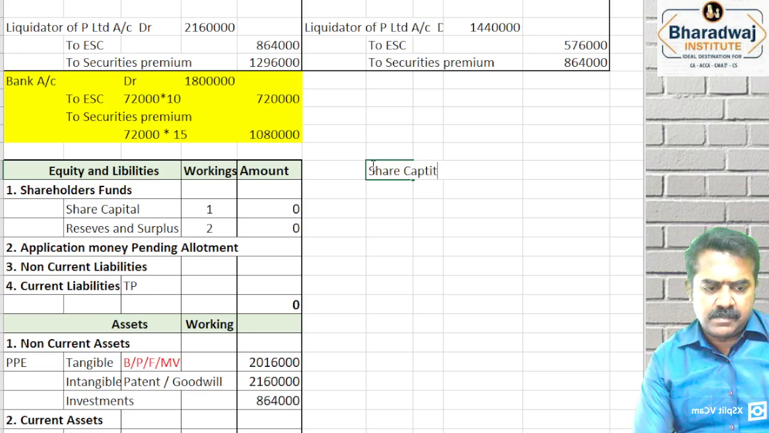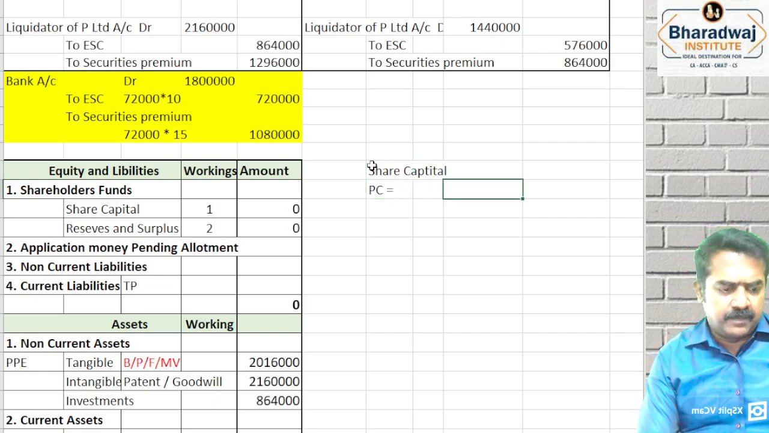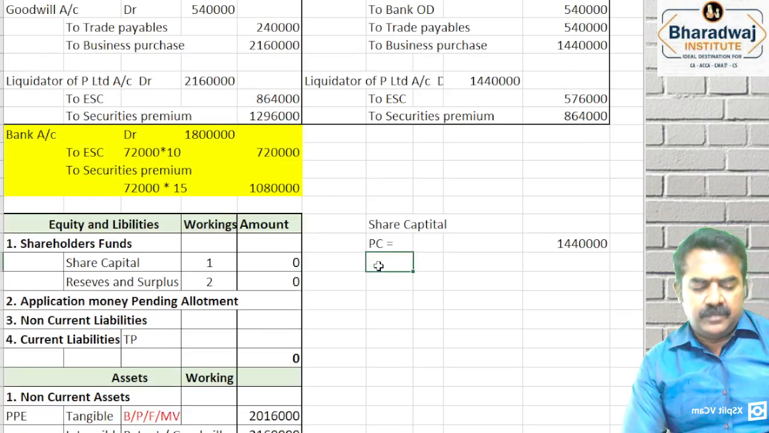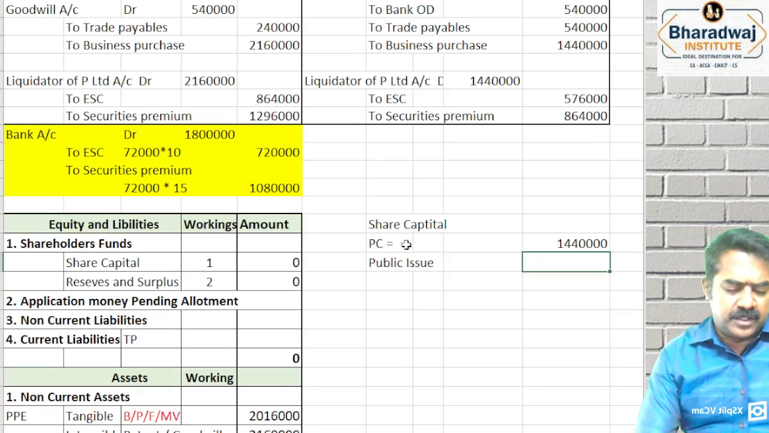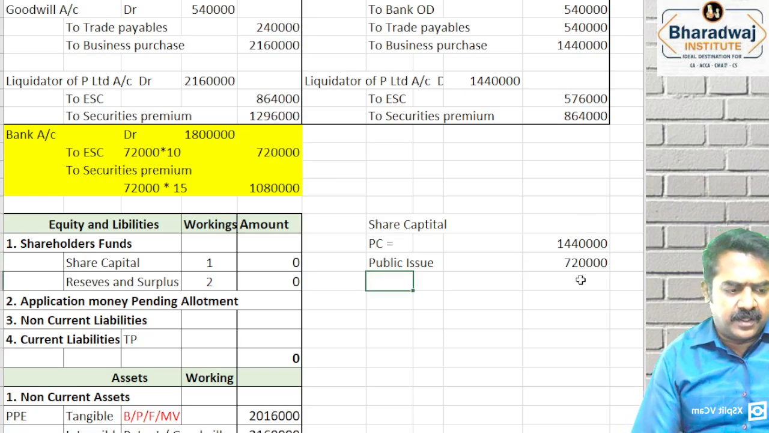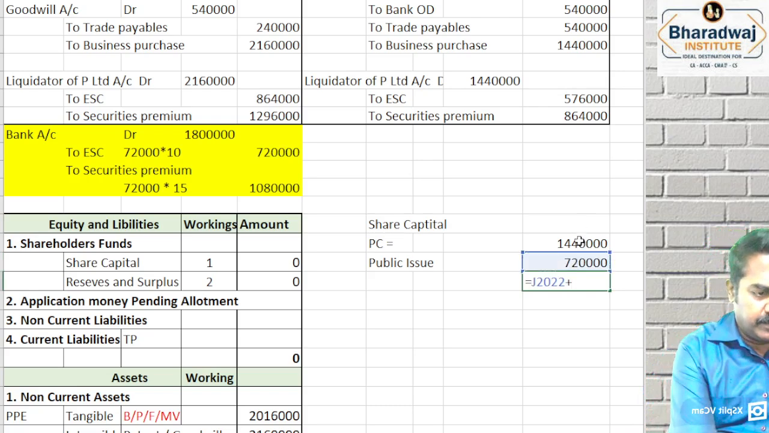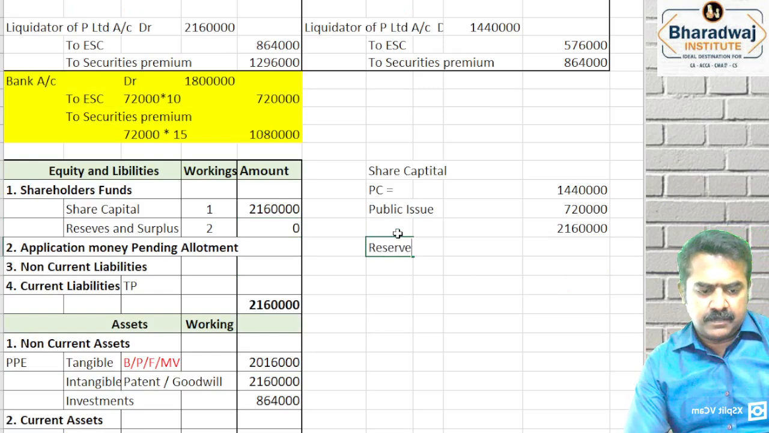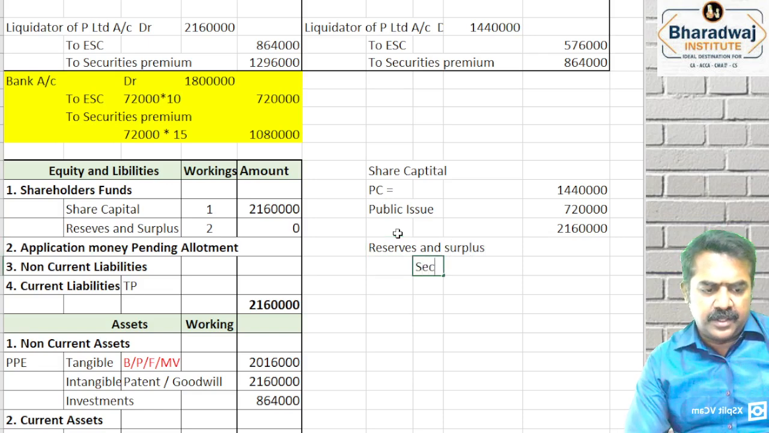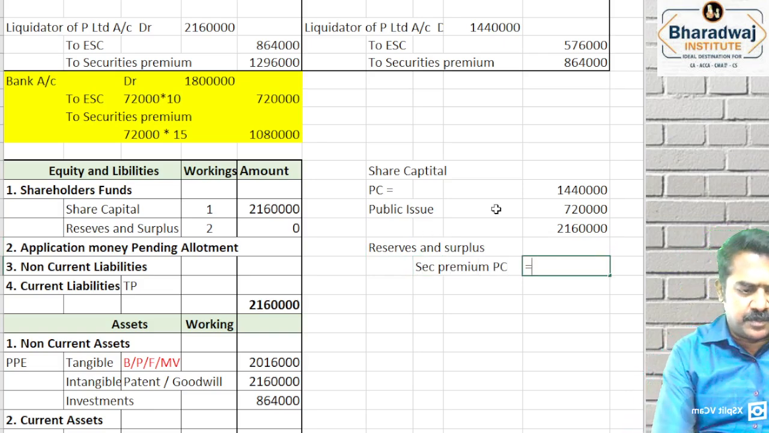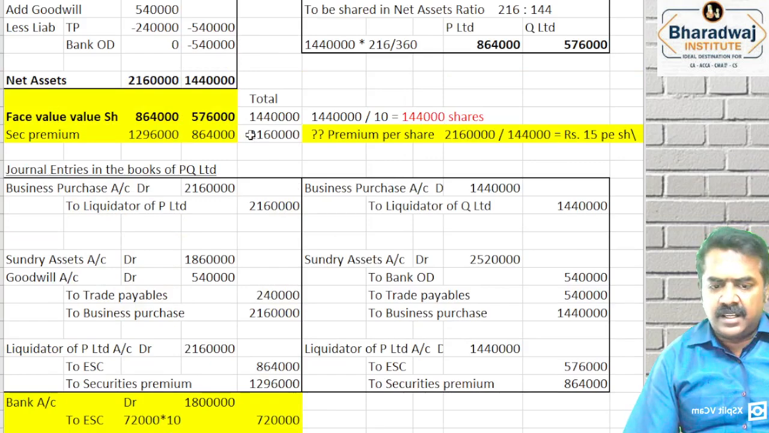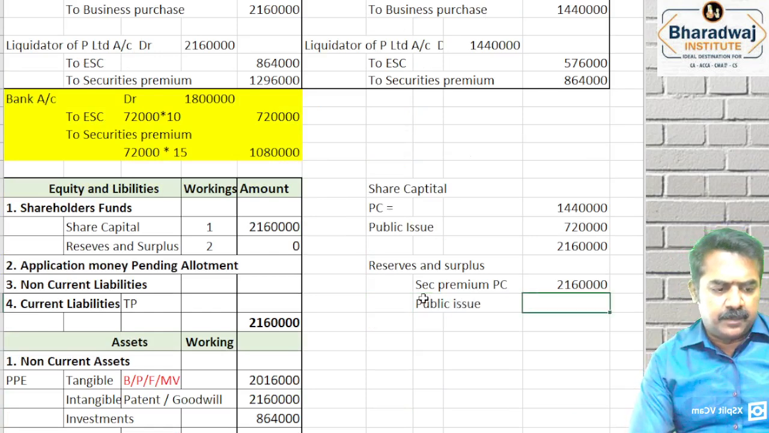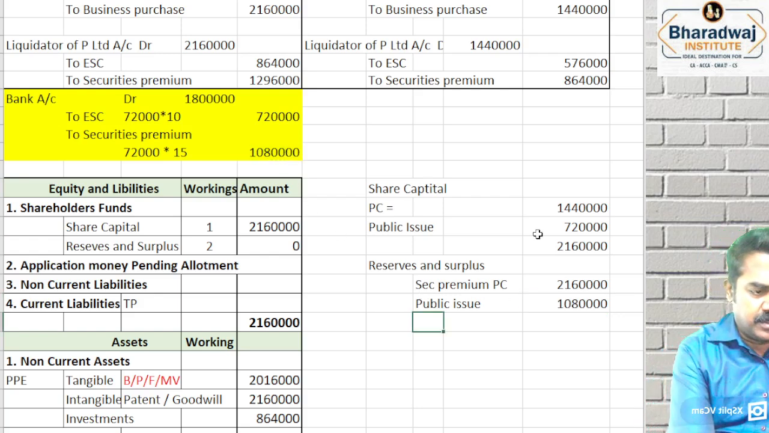Share capital. Purchase consideration. What is the share capital given? 14,40,000 total. Then we have made a public issue also. Public issue, what is the share capital? The 7,20,000. Only the capital part will come. So 14,40,000 plus 7,20,000, 21,60,000. Then reserves and surplus. Securities premium. In purchase consideration, what is the securities premium? This value. 12,96,000 plus 8,64,000, 21,60,000. In public issue also, there is a securities premium, 10,80,000. Total will come in the balance sheet.